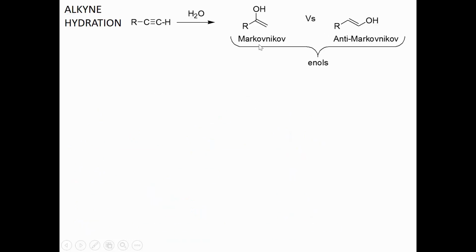Hydration is also something we can do. If you think about what's the immediate product of water adding across an alkyne, you would say it would be this compound here that has an alcohol right on the double bond. And we're comparing that. This is the Markovnikov product. This is the anti-Markovnikov product. And these types of compounds where you have an OH right on the alkene are known as an enol. All right, so this is the immediate product of a hydration.